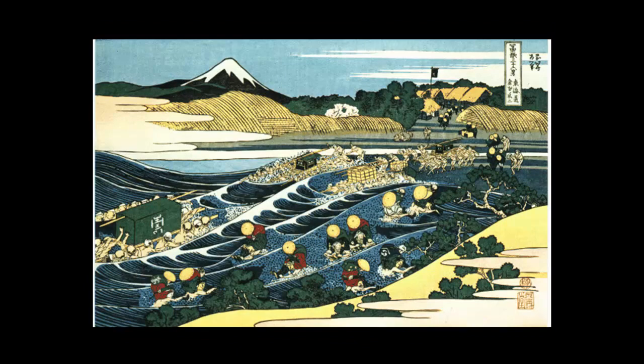Now, in this series, we see Hokusai trying to represent what he sees as the character, the nature, and the identity of the Japanese people. They come to aid in times of need.